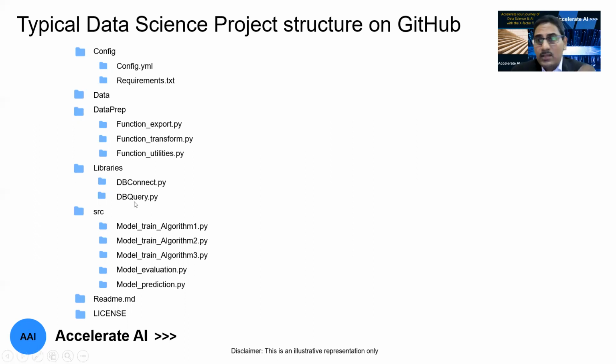You can also have the query for when you're reading from some of the database tables or writing into it, those things can be done over here. And then the source or SRC folder, you can have all of your model files, the files that you're training. Maybe you may have multiple algorithms with different experiments as well. So you would have algorithm 1, algorithm 2, algorithm 3. So there are 3 model train files or training related files. Then there could be another one with evaluation, and then another one for prediction.